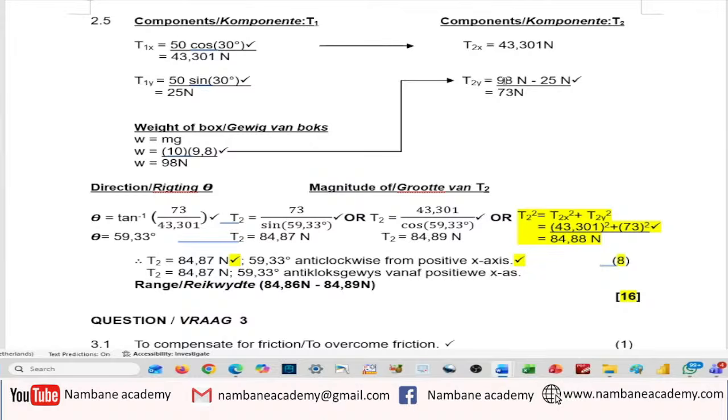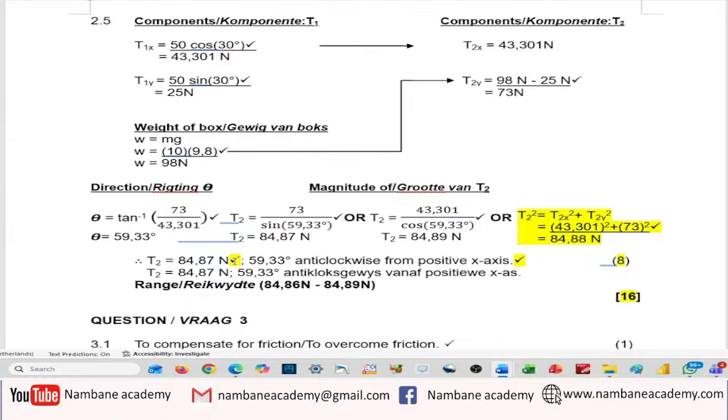T2y, that is 9.8 minus 2.5 newtons. 1 mark for substitution into the formula, or ratio, to find the angle. And then 1 mark for the substitution to find the magnitude of the force, which is T2. And the learner can either use the trig ratios, your sine and the cos, or I think most of them will go for the Pythagoras theorem. Substitution into that Pythagoras theorem, that will be 1 mark.